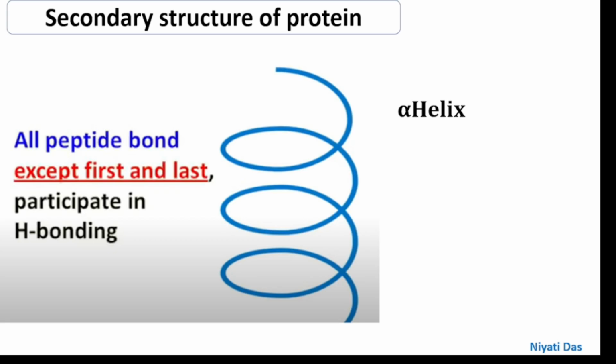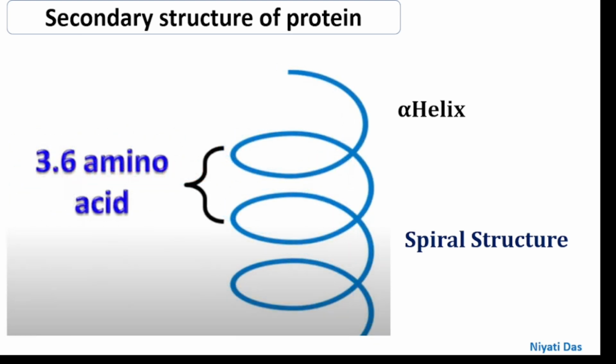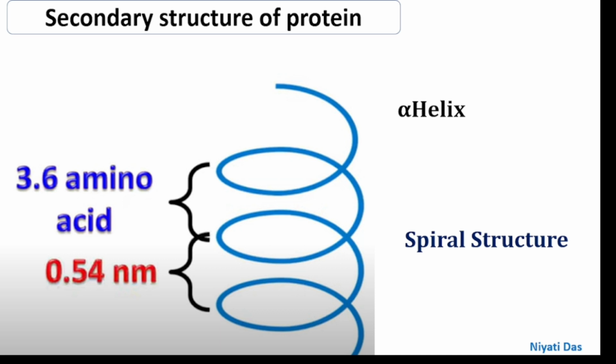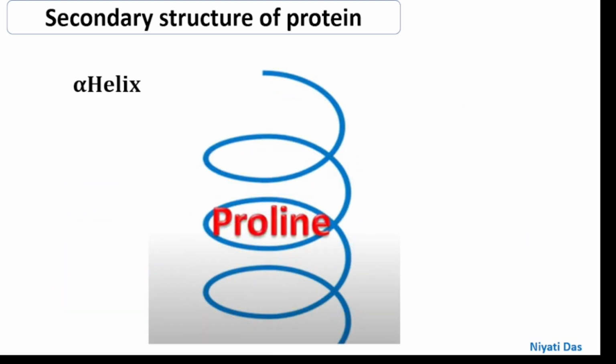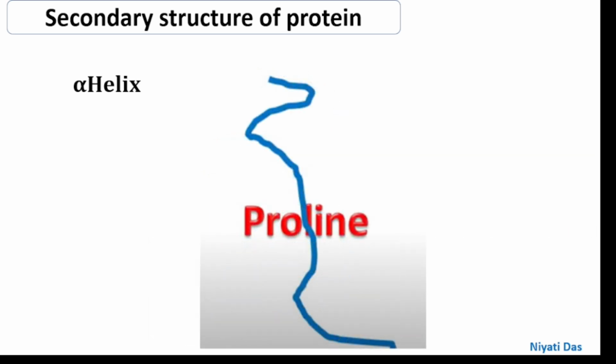Peptide bonds, except the first and last, participate in the hydrogen bonding. Each turn of the helix is about 3.6 amino acids and the distance between turns is 0.54 nanometer. Presence of the amino acid proline makes the helix unstable.